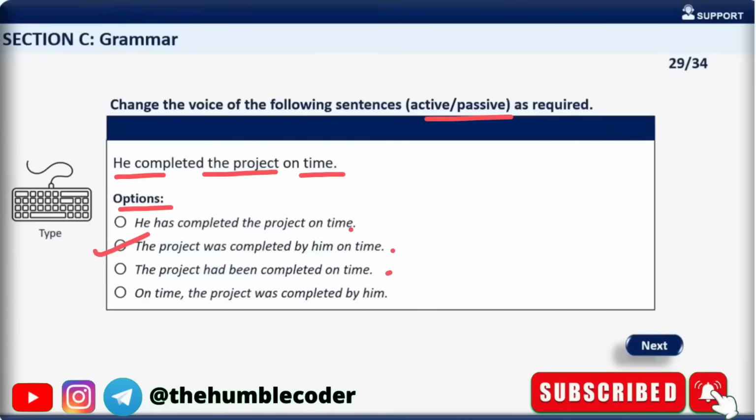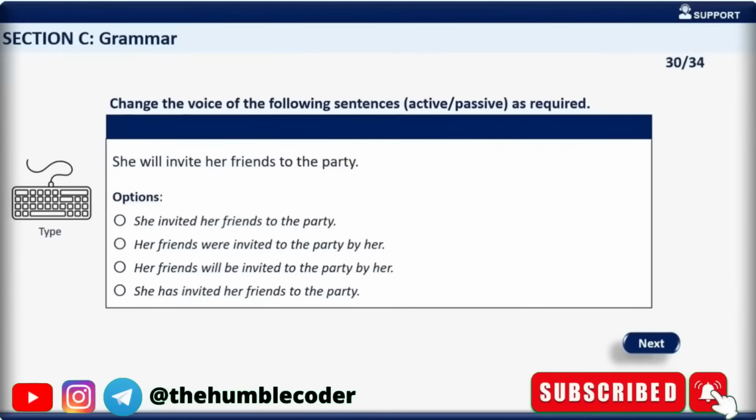Moving on to the next question now. She will invite her friends to the party. Okay, the options that we have are: she invited her friends to the party; her friends were invited to the party by her; her friends will be invited to the party by her; and the fourth option is she has invited her friends to the party.